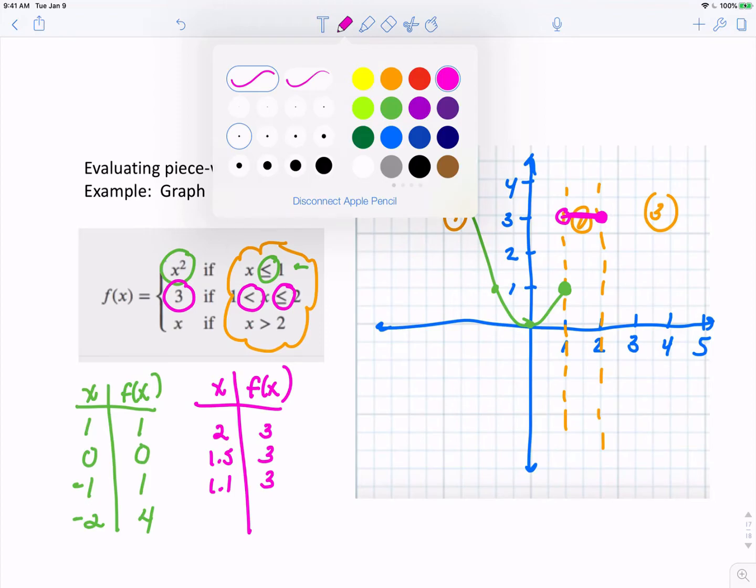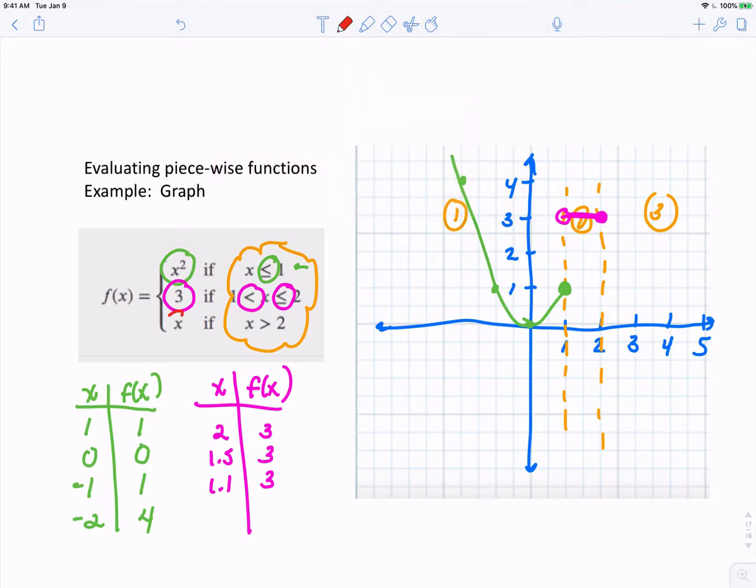For our last piece, we have f of x is equal to x if x is greater than 2. So let's get some values for that section of the domain. If x is greater than 2, for example, if x is 3, 4, or 5, then f of x is the same as x. So if I input a 3, the output is a 3. Input a 4, output's a 4. Input a 5, output's a 5. And so we can get a sense of what that looks like.